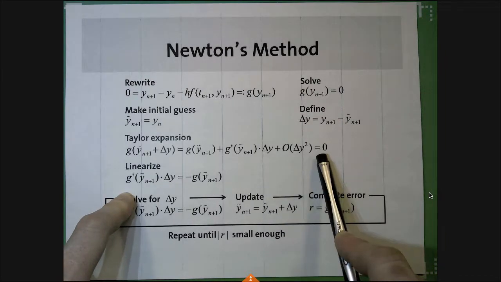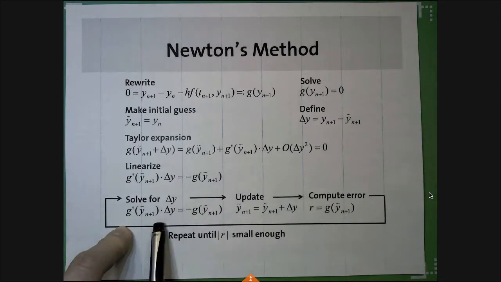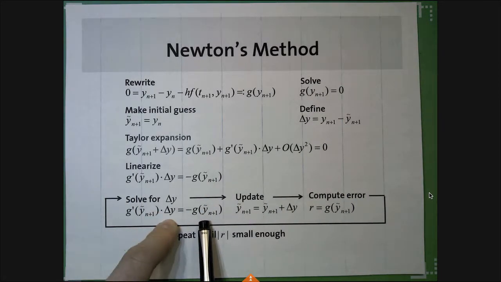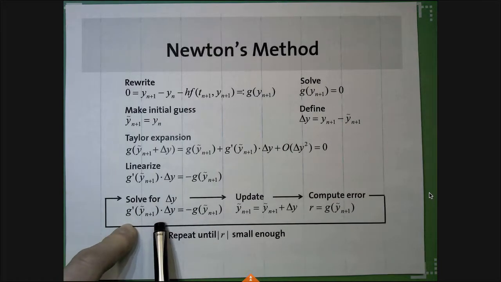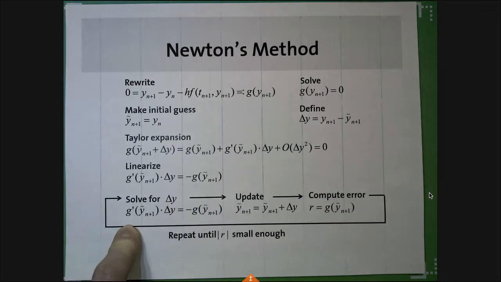We discard the higher order terms, and from this we can solve for delta y, right? So again, in the multivariate case, this would be actually solving a system of linear equations. I'll discuss it in more detail in a little bit. In the 1D case, it's just division. In the 1D case, it's easy.